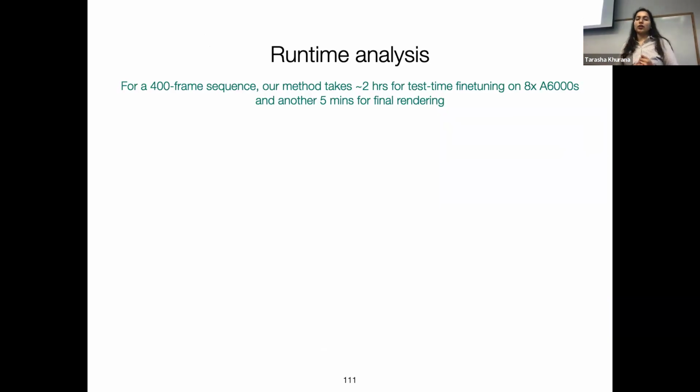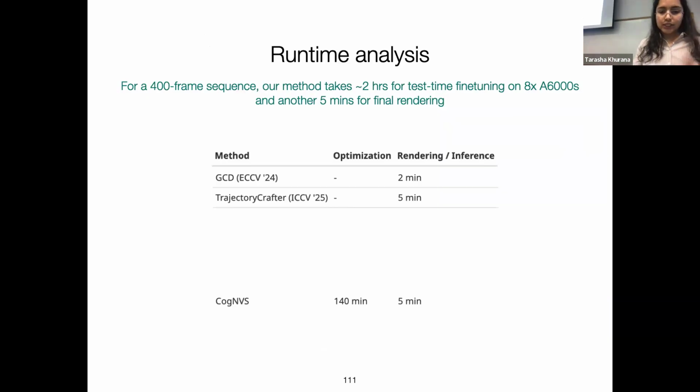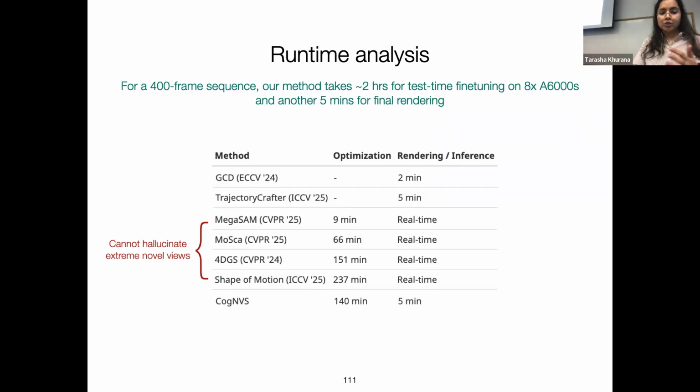Now, one thing to note here is that when using our method for novel view synthesis, you have to incur a runtime overhead of about 2 hours for the test time fine-tuning stage. And this undoubtedly makes our model slower than other feed-forward methods like Trajectory Crafter or GCD. But in general, our runtime is in the same ballpark as other optimization-based methods. But then, more importantly, these optimization-based methods cannot handle extreme novel view synthesis.